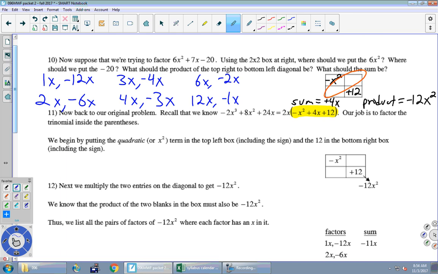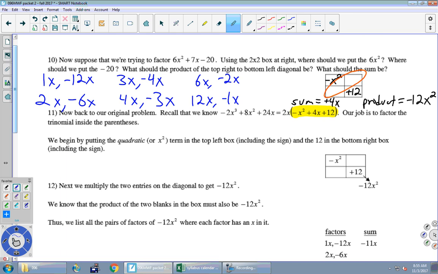Six. One of those pairs is the winner. One of those pairs is about to go in the blank diagonal that's circled in orange. But first, I need you to be with me here and say that focusing on the product is much more fruitful than focusing on the sum. How many pairs could I have written for the sum of 4x? Infinitely many. How many things ended up multiplying to negative 12x squared? Six. Six pairs of things, okay?